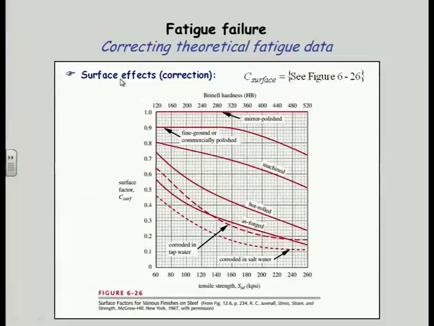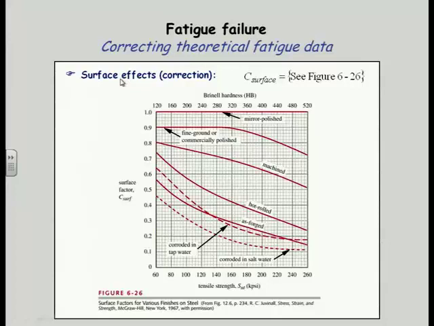So again, empirical data coming out of Juvinall's book here. Excellent book, by the way. It's long out of print. Stress, Strain, and Strength. Very old book, but a very good one. And so if you have mirror polished, you're the same as the specimen. So it's one. Okay, that's fine. But if I have fine ground or commercially polished, it drops down to around 0.9.